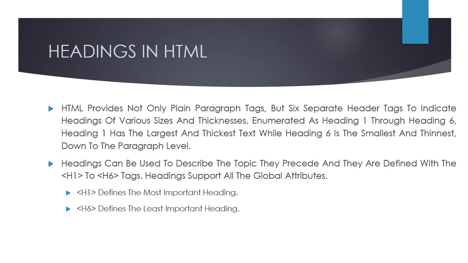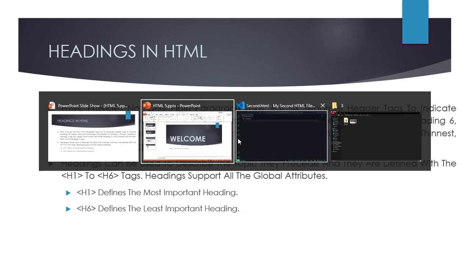So what is basically a heading? What does it mean? Headings can be used to describe the topic they precede, and they are defined with the H1 to H6 tags. Headings support all the global attributes. Let me show you with an example.